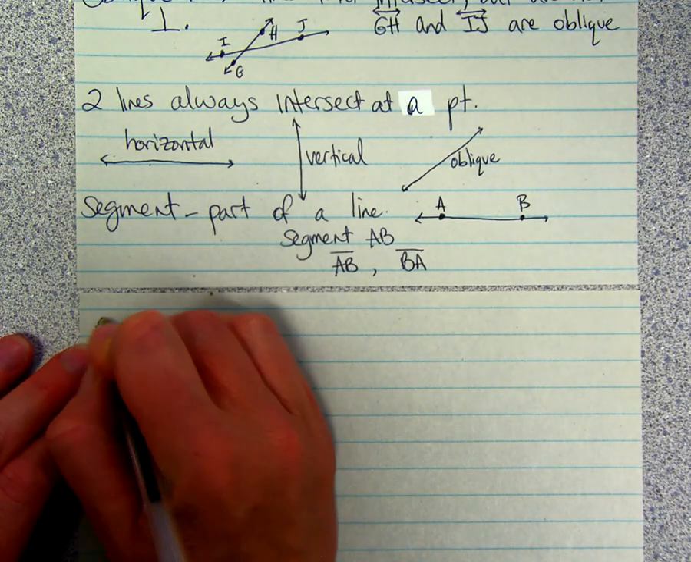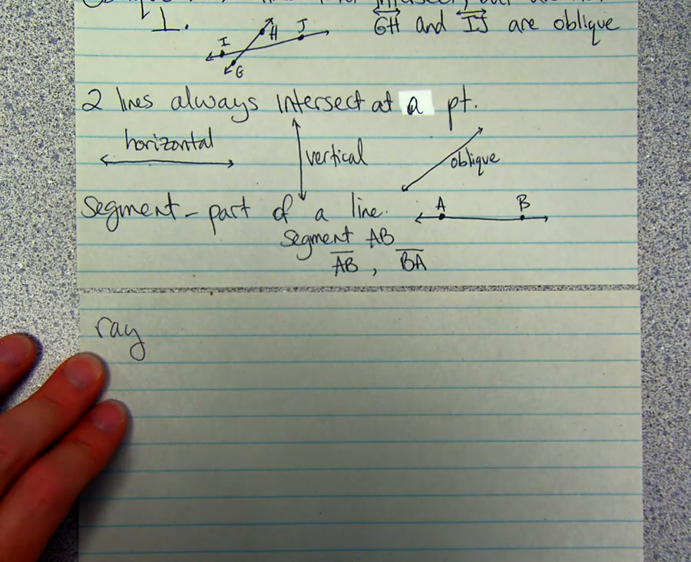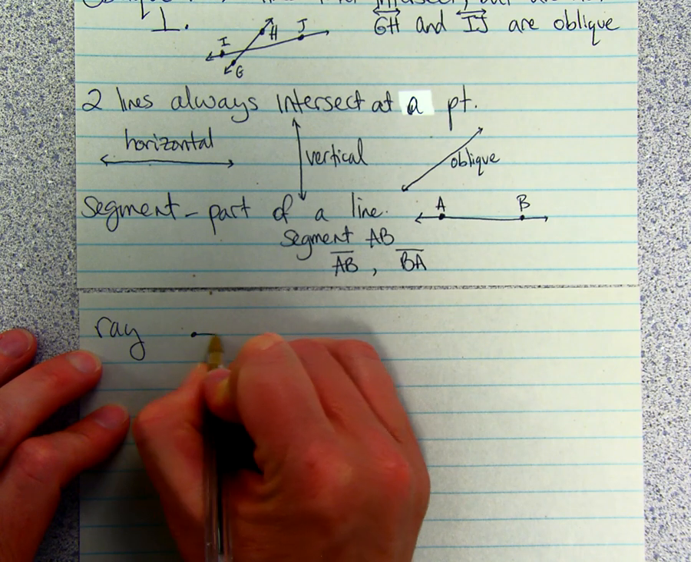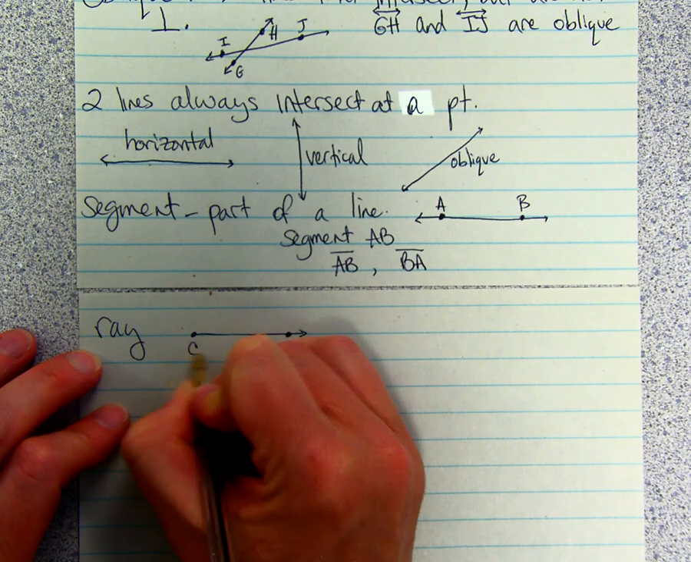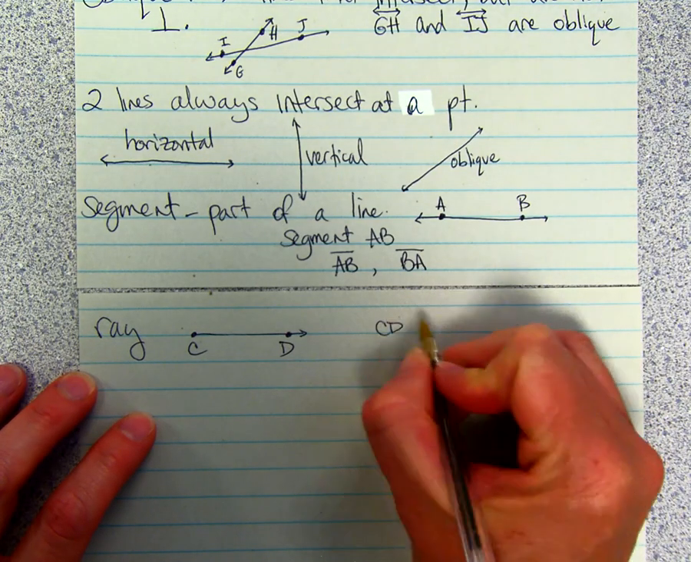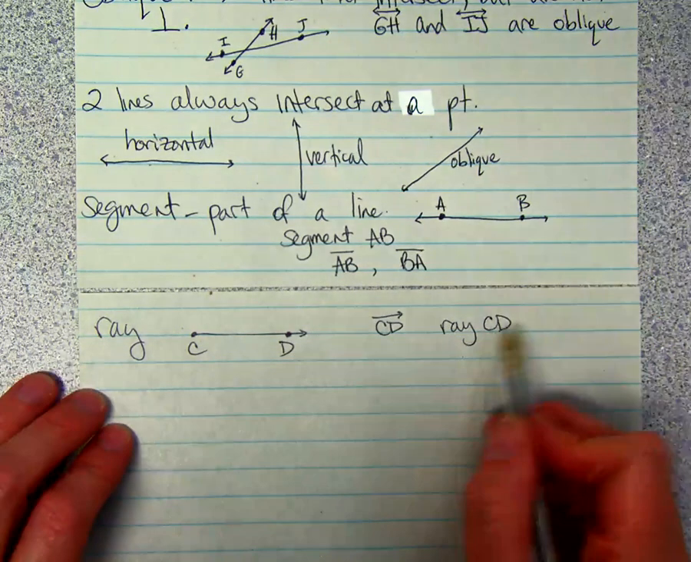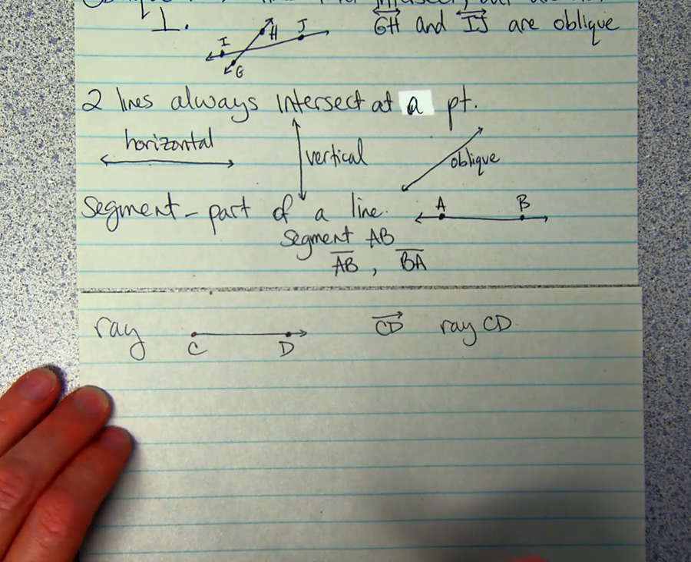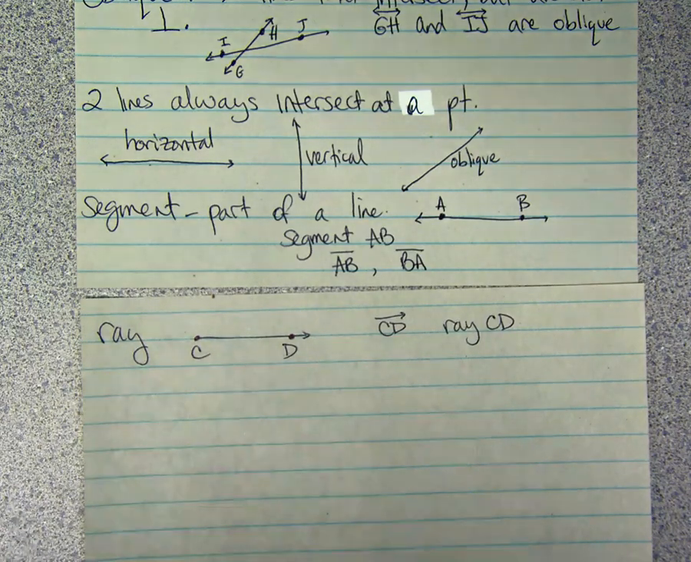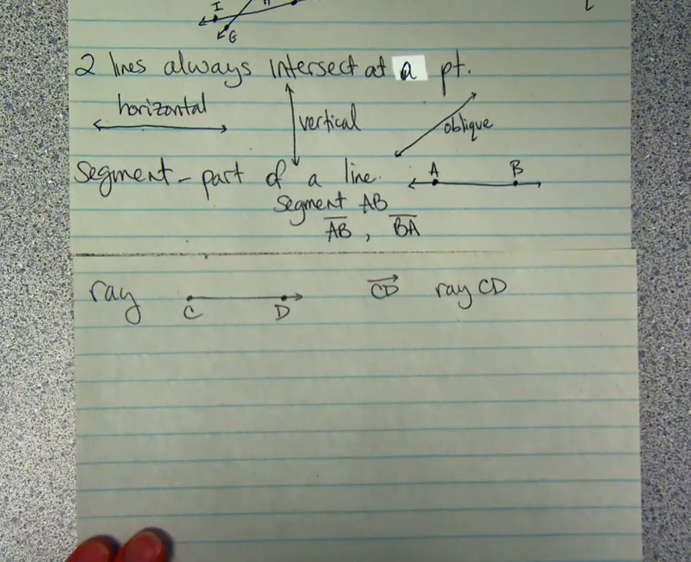A ray is part of a line that starts at a point and continues in one direction. You need two letters to name a ray. This would be considered ray CD. You can use the word ray or you can draw a ray above it. The order of the letters matters. The first letter in the name has to be the end point of the ray.